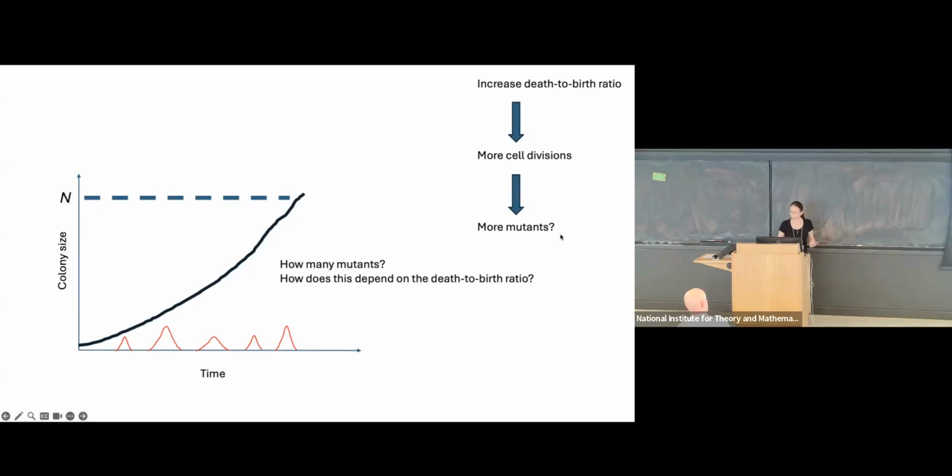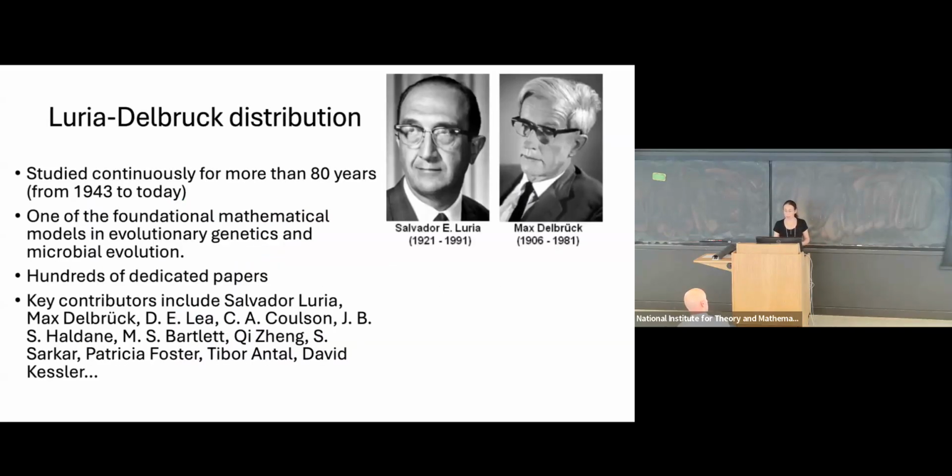Okay, let's see. But before I proceed, you're going to ask me, Natalia, what are you doing? This is Luria-Delbruck distribution, at least without space. Studied continuously for more than 80 years, since 1943. One of the foundational mathematical models of evolutionary genetics. Hundreds of dedicated papers. A lot of great people worked on this, right? So there is a lot of literature devoted to this. And I especially want to note a contribution of Tibor Antal, our colleague. This is very useful. However, nobody asked the question I'm asking.